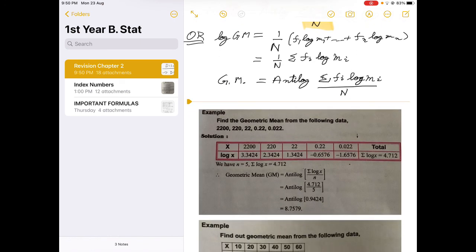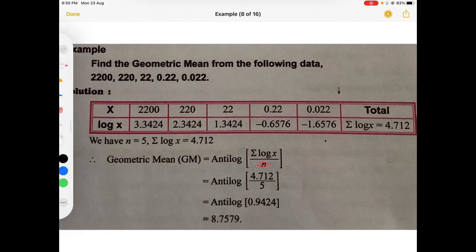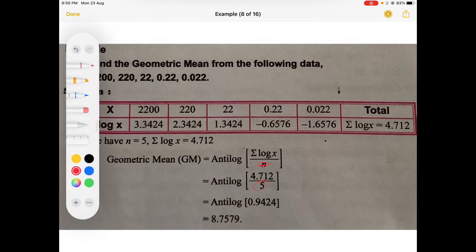Okay. So now take these sigma log x and multiply by 1 by n. So we are dividing by the n value here. The n value is 5 because we have 5 observations: 1, 2, 3, 4, 5. So 4.712, which is the sum of all the log values which we calculated, divided by 5.